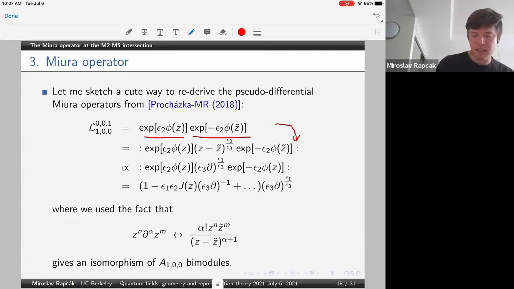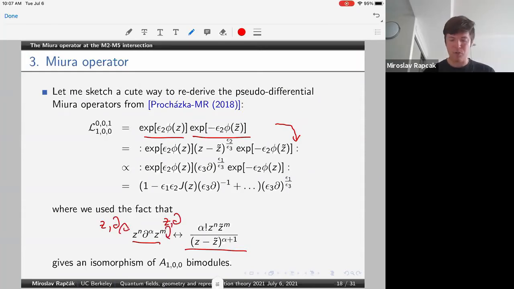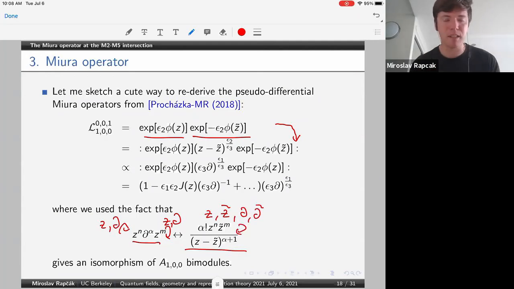In the second step, that is slightly less trivial, I use the fact that the following map relating z to the n del to the alpha z to the m with the following ratio is actually an isomorphism of A100 bimodules, where on the left you can act by z and del from both left and right, and on the right you can act by z tilde del tilde, and it turns out that these two actions are the same. This map is actually an isomorphism of such bimodules.